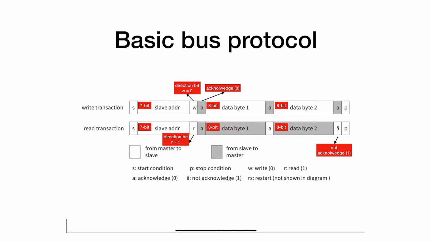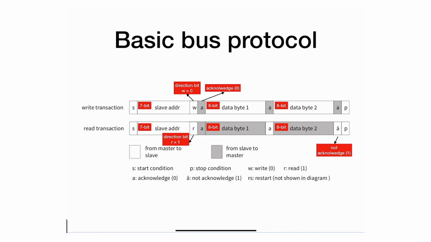A read transaction is extremely similar. The master puts a start condition, then puts the address of the slave, and then instead of a 0, puts a 1, indicating that it wants to read from the slave. The slave acknowledges that, yes, I'm ready, but then the master is actually receiving. So that data byte is coming from the slave. The master reads it, and once it reads it, it acknowledges. And when you acknowledge, it's actually a 0. And you keep repeating for as many bytes as you want.